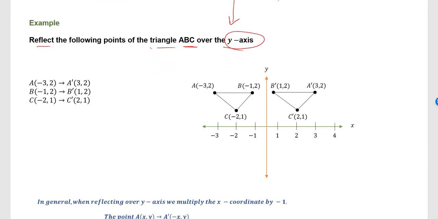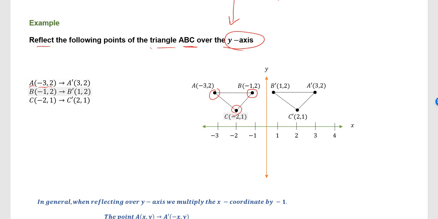And here you can see the original triangle: point A (-3, 2), right? So this is point A. Point B (-1, 2). This is point B. Point C (-2, 1), right? So the reflection of point A, which is (-3, 2), becomes A prime, which is (3, 2).